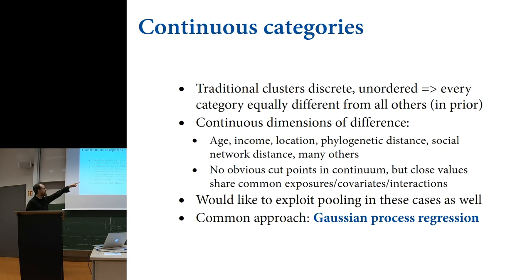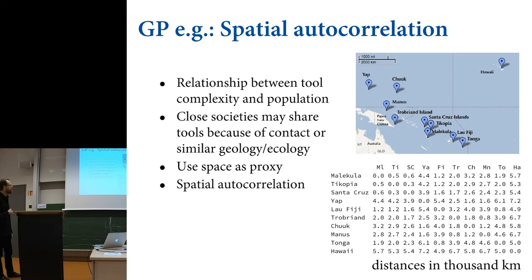Phylogenetic distance, network distance, many other things have this nature. They're continuous measures, and entities close to one another should be more similar in prior expectation. So the clustering shouldn't be discrete in the prior. You could do it that way. It won't wreck things. The inferences would be okay, but the argument is we could do better when we exploit the prior expectation that more similar values are more similar. Okay, so Gaussian process is the way to do that.